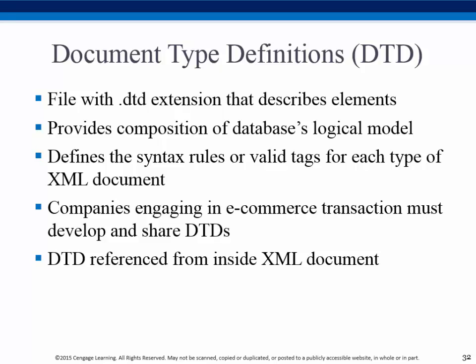Alright, companies that use B2B transactions must have a way to understand and validate each other's tags. One way to accomplish that task is through the use of document type definitions, or DTDs. It's a file with a .dtd extension that describes XML elements. In effect, a DTD file provides the composition of the database's logical model and defines the syntax rules or valid elements for each type of XML document.